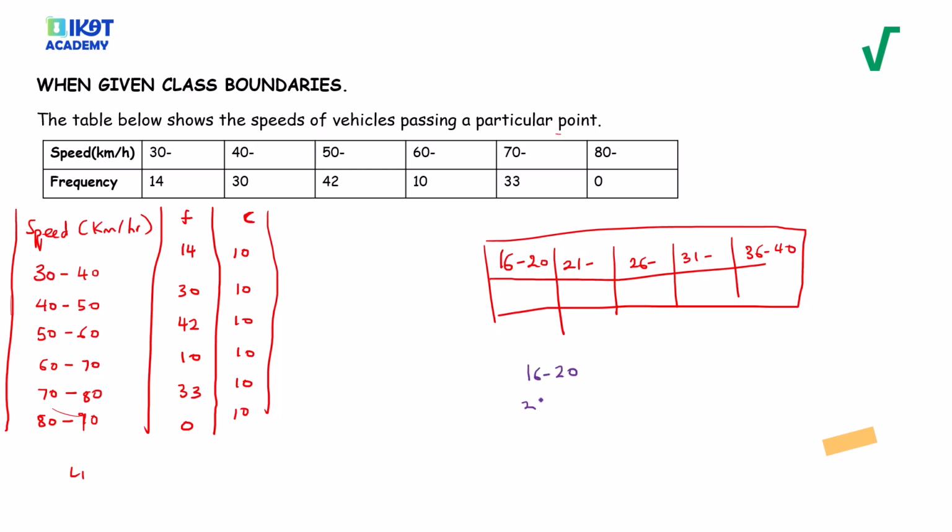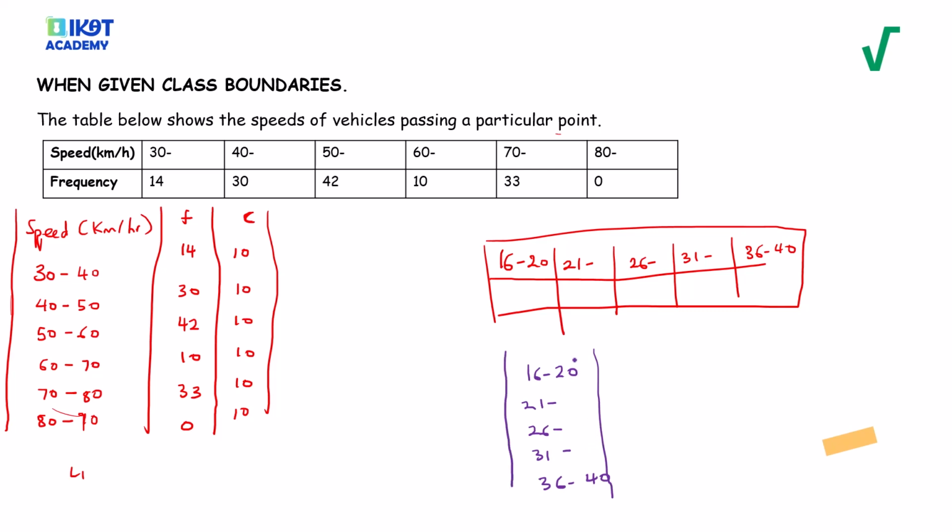16 to 20, 21 to 26, 31 to 36 to 40. So here, by already putting 20 here and a 21 there, they're already discontinuous. So these already cannot be class boundaries. These are classes.